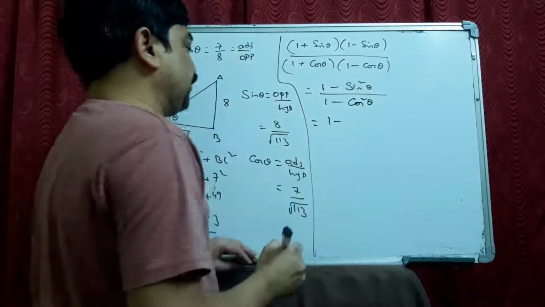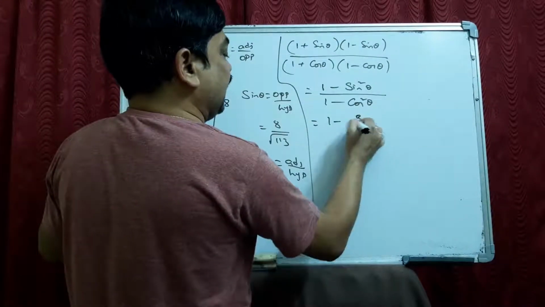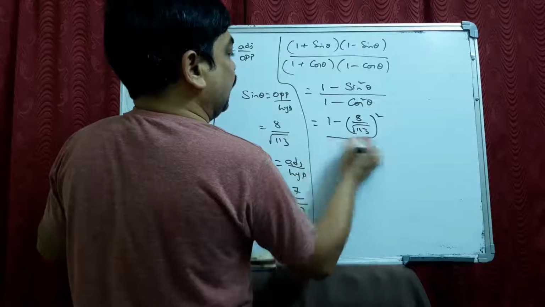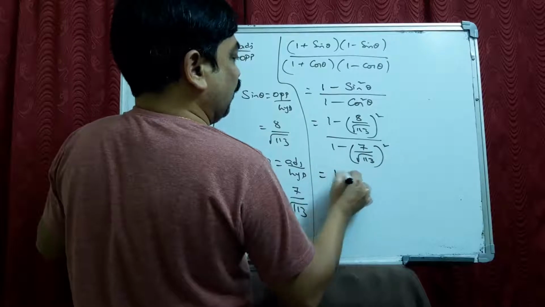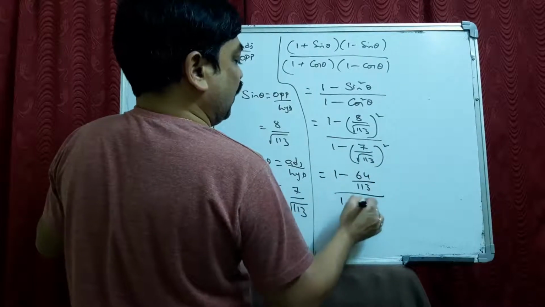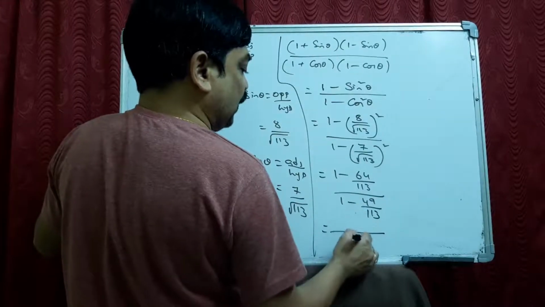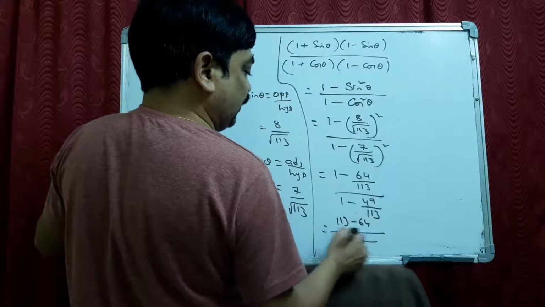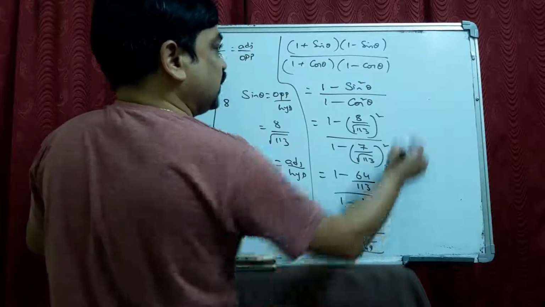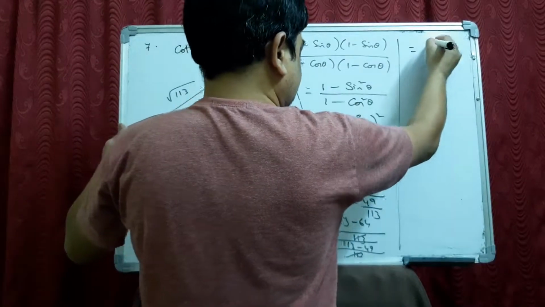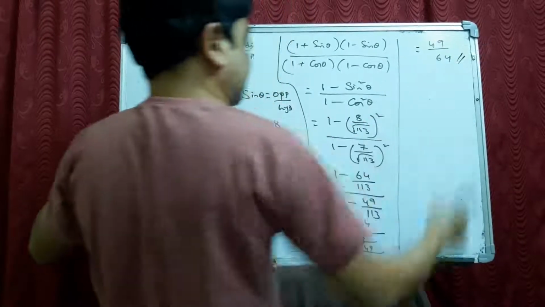Let us substitute this. 1 minus sine square theta. Sine theta is 8 by root 113, whole square, by 1 minus 7 by root 113, whole square. It becomes 1 minus 64 by 113, 1 minus 49 by 113. When you take LCM, 113 minus 64, 113 minus 49. That is equal to 49 by 64. That's it. This is the value.